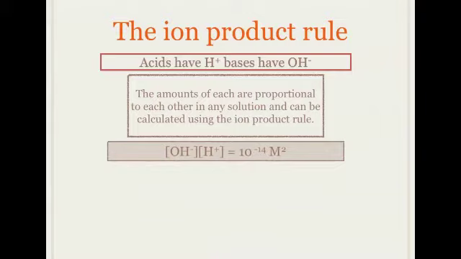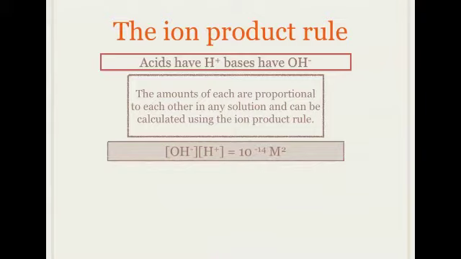It's the fact that in any solution, the concentration of hydroxide multiplied by the concentration of hydrogen will equal 10 to the power of negative 14 molar squared. This has been found out experimentally, as I said. If you want to know more, read the textbook or ask me and I can talk to you about it. But that's in any solution, and obviously if you get more hydrogen, you'll have less hydroxide. If you get more hydroxide, you'll have less hydrogen. But in any solution, if you multiply the hydroxide by the hydrogen, you'll get 10 to the power of negative 14. And this is known as the ion product rule.